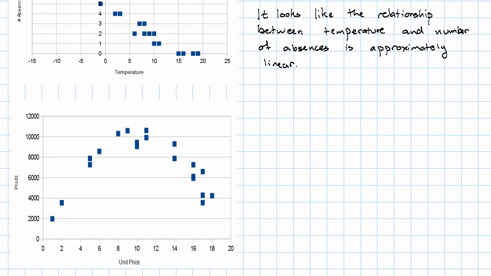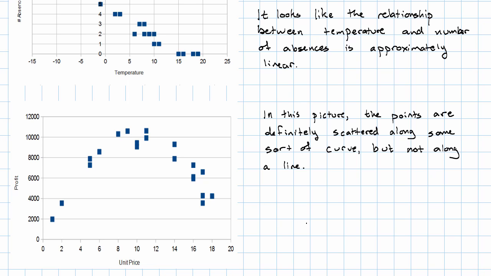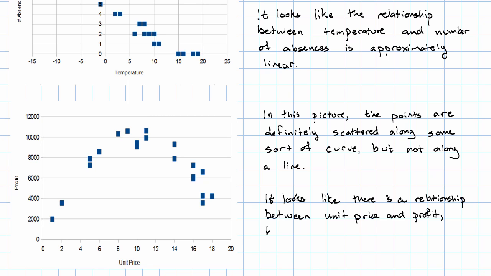In this scatter plot, it looks like a company has recorded the relationship between the unit price they charge for an item and the amount of profit that they make. Now, these points are definitely scattered along some sort of curve, but it's not a line. So if we saw something like this, we would say that these data appear to be related, but it's not linear. It's not approximately linear. It's approximately something else. We would need a more complicated kind of equation to describe this relationship.